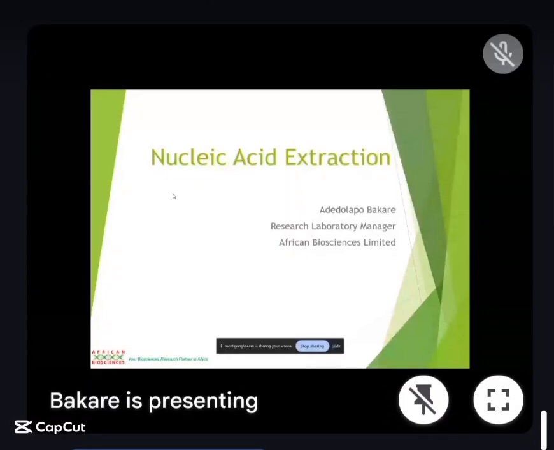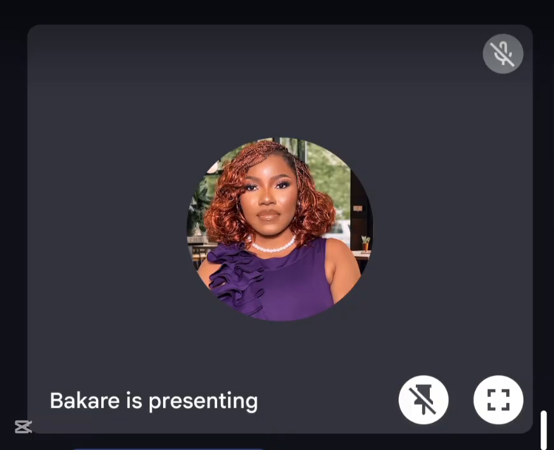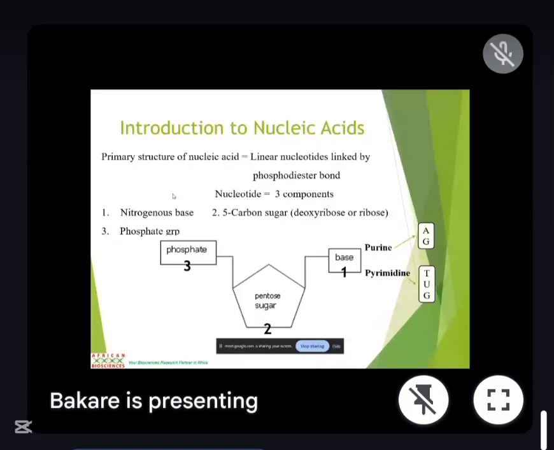Before we go further to nucleic acid extraction, I just want to remind us what our nucleic acid is. We have our DNA and our RNA, and then the structure. We have the linear nucleotide that is linked by phosphodiester bond.